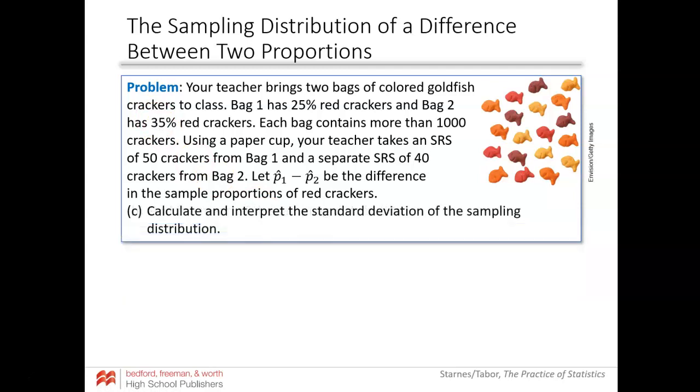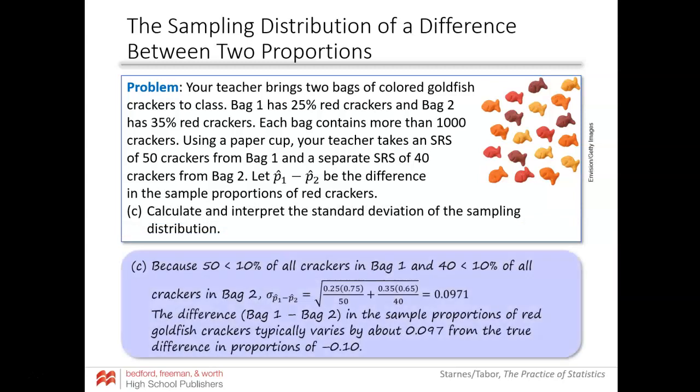Calculate and interpret the standard deviation. Well, first thing they should do is check the 10% rule. So because, and you got to check it for both bags, 50 is less than 10% of all the crackers in bag 1, and 40 is less than 10% of all the crackers in bag 2. How do I know that? Because earlier they said something like each bag has more than 1,000 crackers. So, this is assuming the bag's at least 500, and this is assuming the bag's at least 400, which it is.